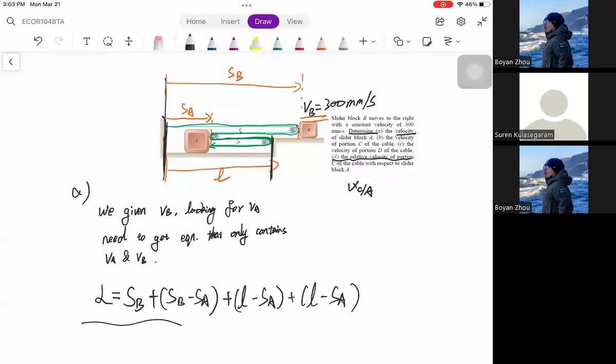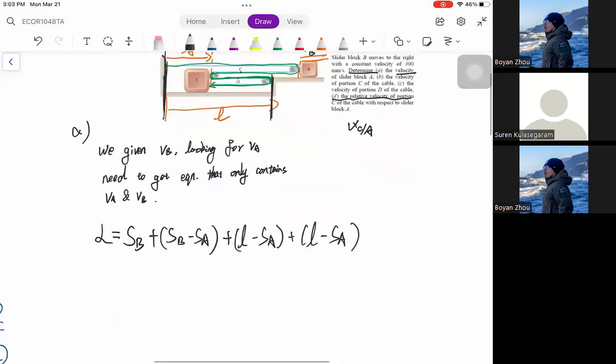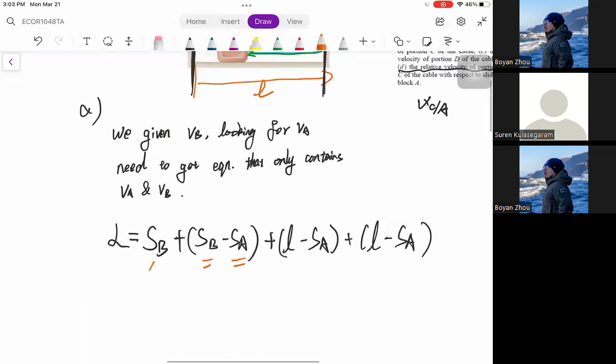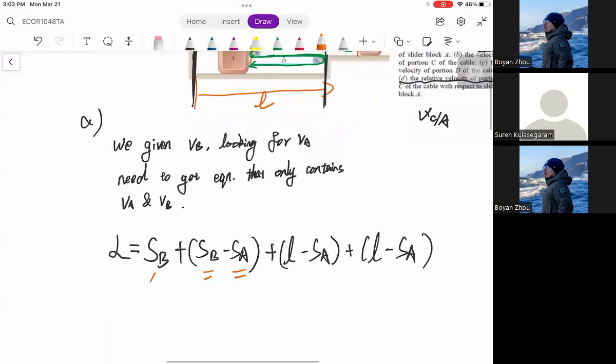Okay, so do we agree on this one? That is the basic relationship between SA and SB. And you can see from this relationship, the only unknown is SA. All the other terms are either known conditions or constants.